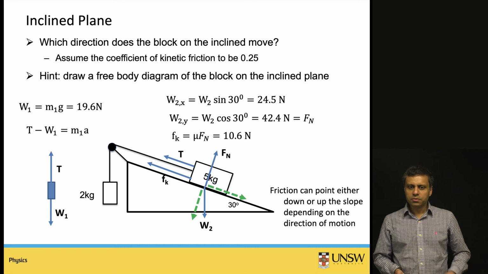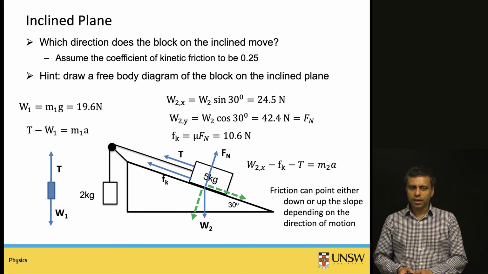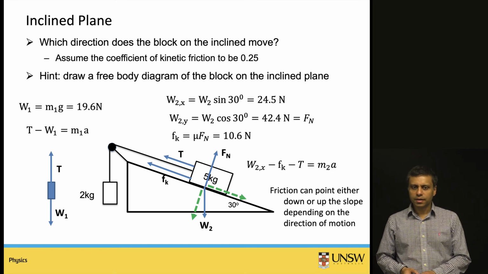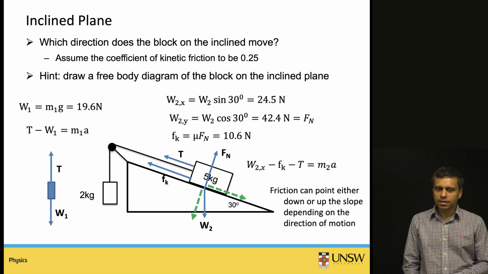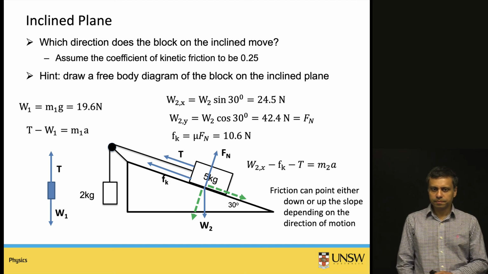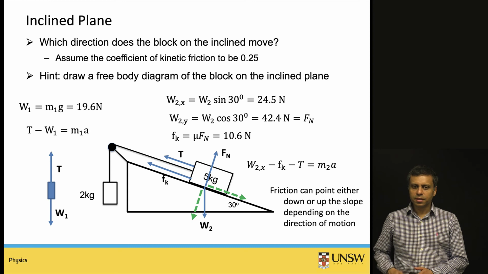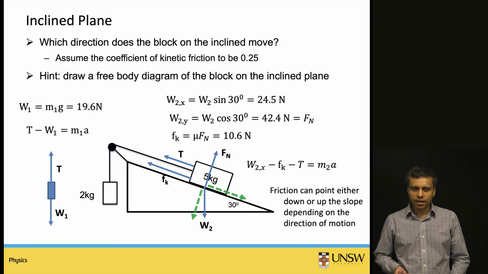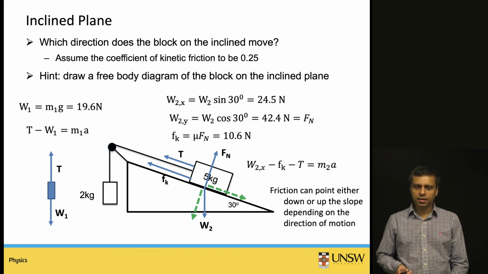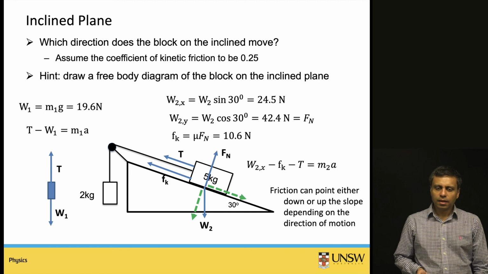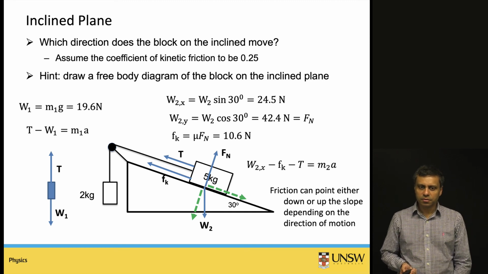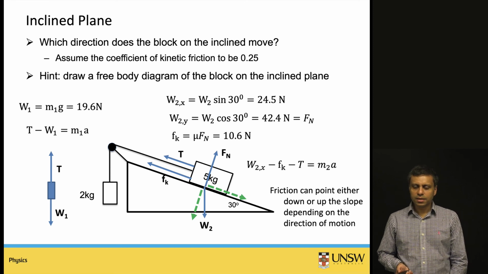And so now we can write Newton's second law again, but for the case of an axis that is directed along the inclined plane. So this equation then becomes W2x minus Fk minus T equals M2 times A. M2 is the mass of the 5 kg block given in the problem, and A is something we need to find out. T is also an unknown. But all the other variables in the problem are now known.